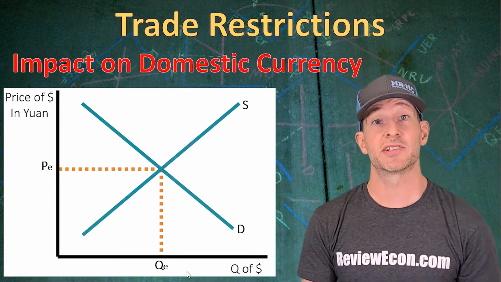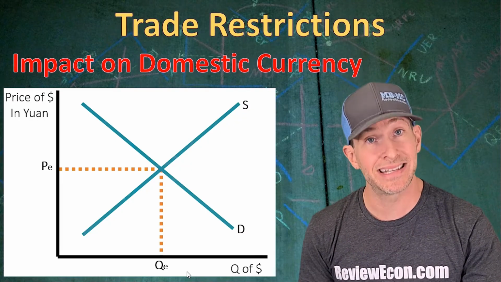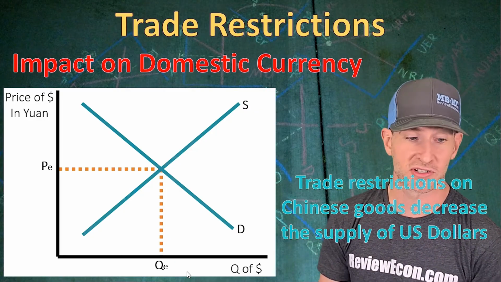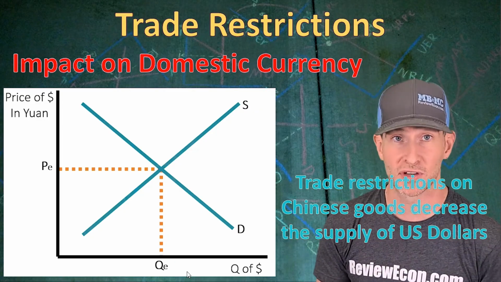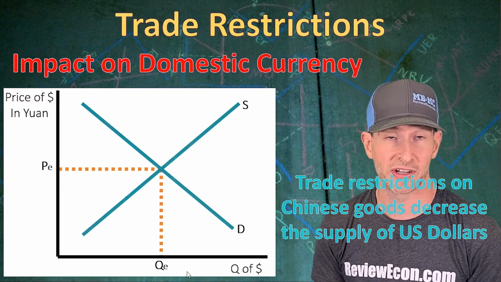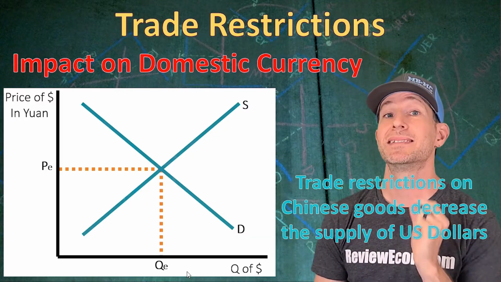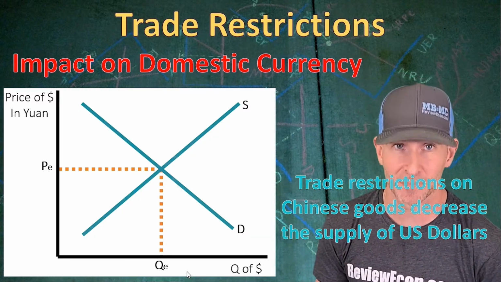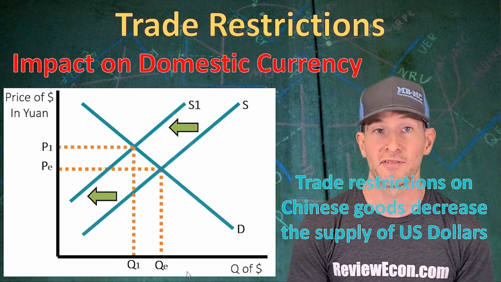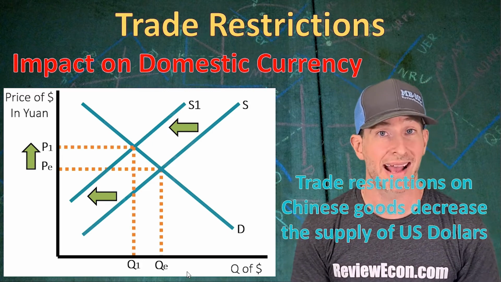If we see an increase in trade restrictions on Chinese-made goods in the United States, that will cause a decrease in the amount of imports from China. That decrease in imports is going to decrease the supply of US dollars. Because US consumers are going to be buying fewer Chinese-made goods, that means they will be selling fewer of their dollars. And as we know, selling of US dollars is the supply curve here. So that will decrease our supply curve, shifting it to the left, and that will give us an increase in the exchange rate, and that means the US dollar has appreciated.